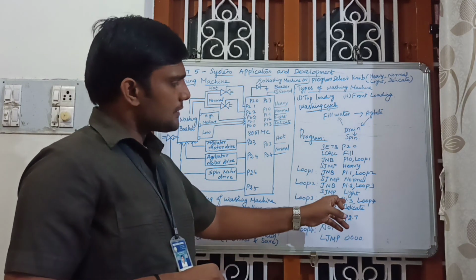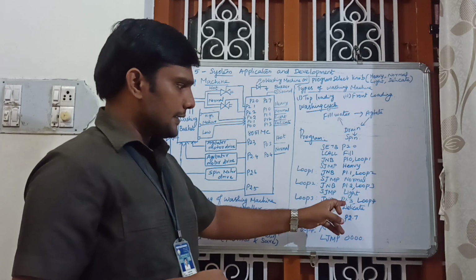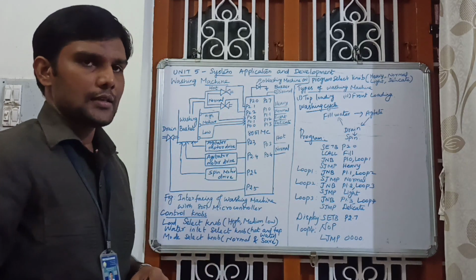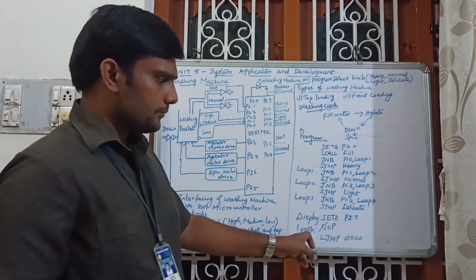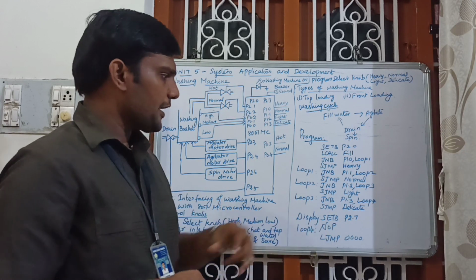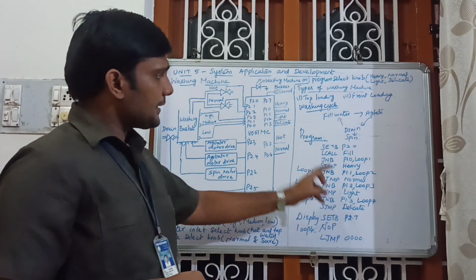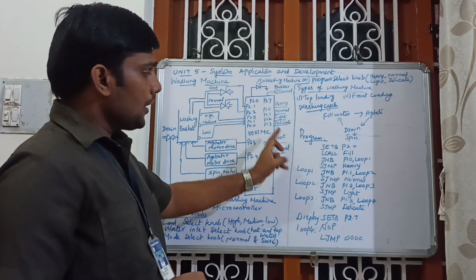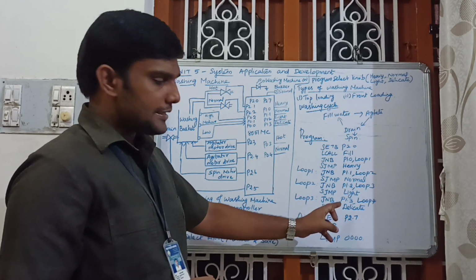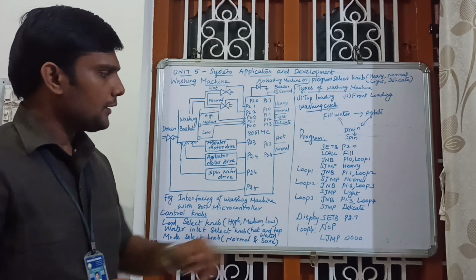Then JNB P1.3, LOOP4. Jump if the bit is not set. If P1.3 is not set, control will be transferred to LOOP4, which is NOP, no operation. If P1.3 is set, meaning delicate is selected, the corresponding routine will be executed. SJMP DELICATE, so the routine will be executed for delicate.